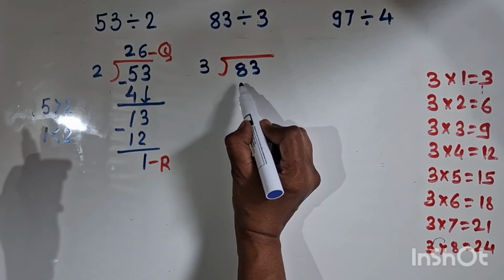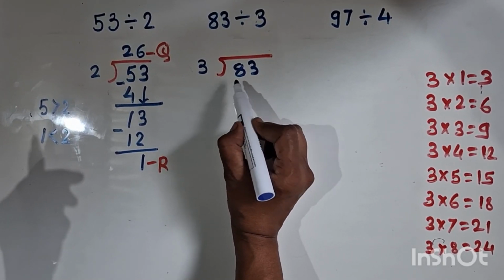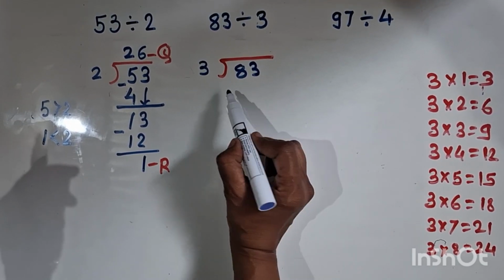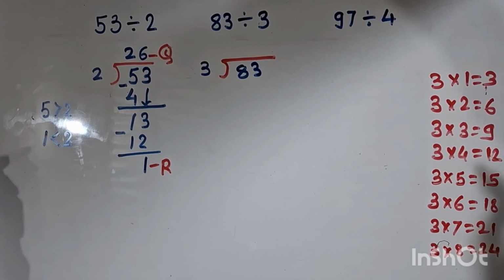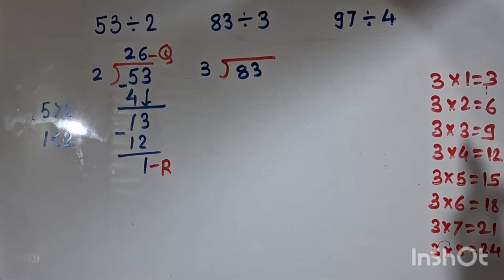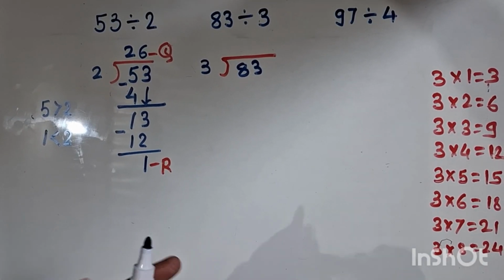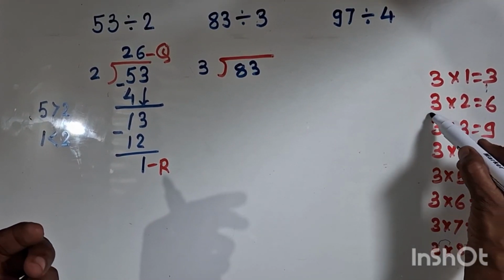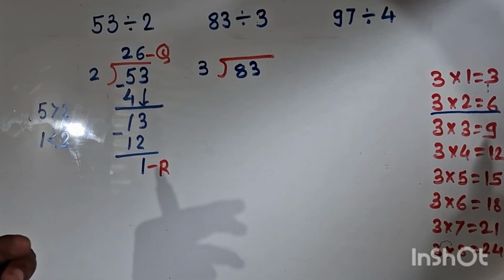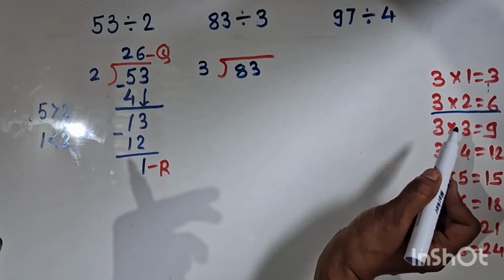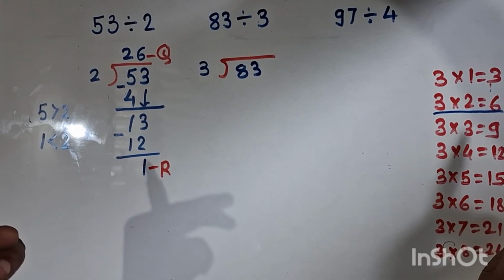See, the leftmost digit of the dividend is 8. 8 is greater than 3. So we can divide that 8 first. Okay. See, are we getting 8 in the table of 3? No. Then find such a number which is less than 8 and nearest to 8. What is that number? That is 6. 3 2s are 6 because 3 3s are 9. 9 is greater than 8 and we cannot subtract 9 from 8.